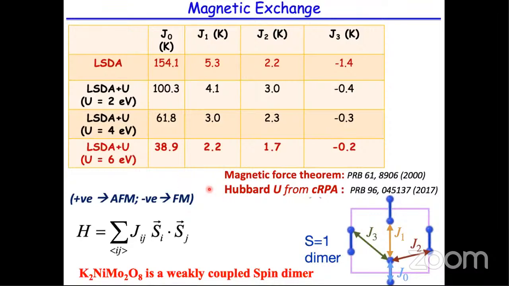Also, from our earlier calculation of Hubbard U using CRPA, we know that U equal to 6 eV is quite a good value for the nickel 2+ state. So that's why we take that Hubbard U and these parameters for further understanding the magnetic data. This is the parameter set we'll be using to understand the magnetism of this material later on. So this 38.98 is J0, and then 2.2, 1.7 and -1.